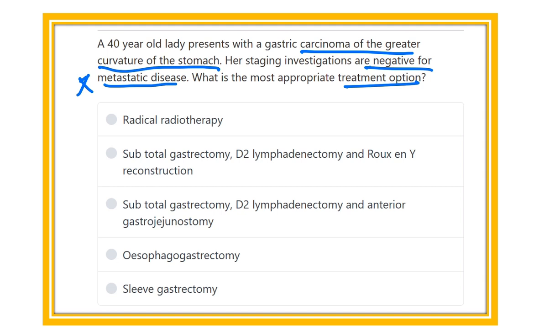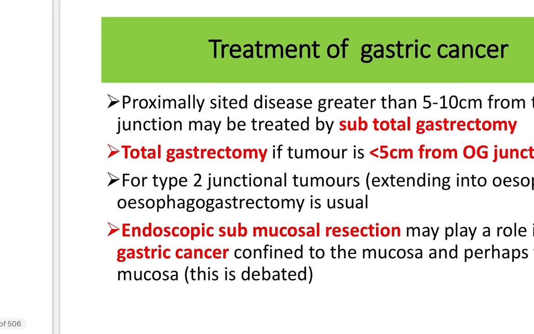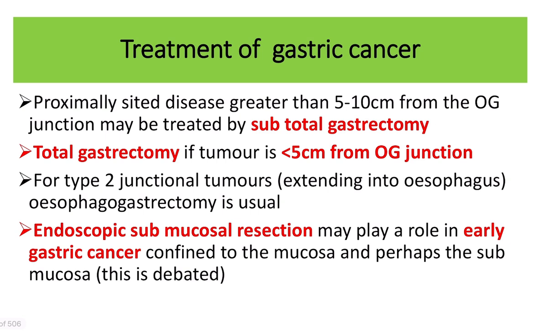Here the options are radical radiotherapy, subtotal gastrectomy with D2 lymphadenectomy and Roux-en-Y reconstruction, subtotal gastrectomy with D2 lymphadenectomy and anterior gastrojejunostomy, esophagogastrojejunostomy, and sleeve gastrectomy. Now see the treatment options for gastric carcinoma.